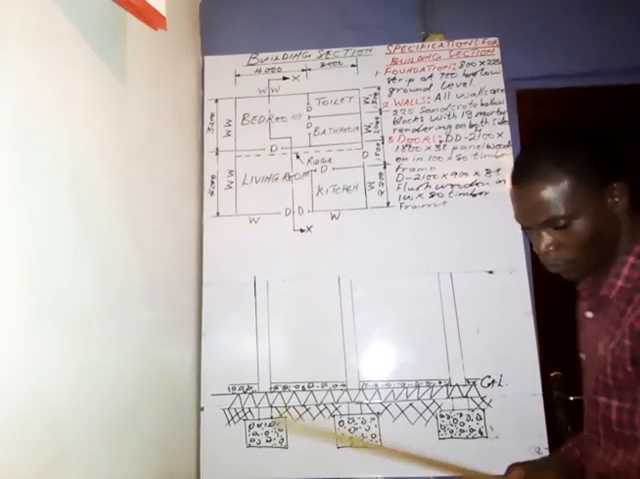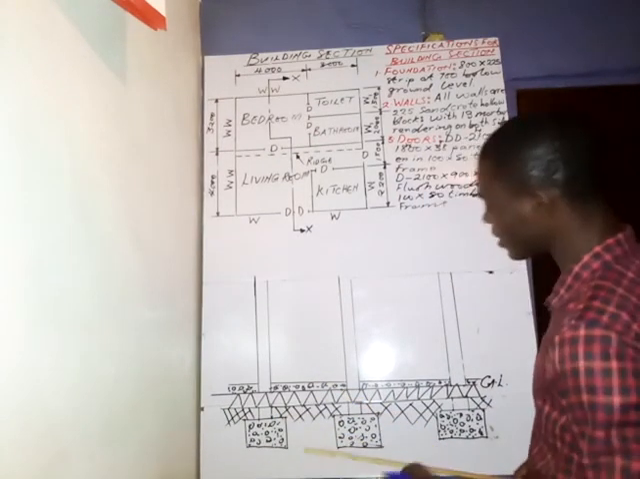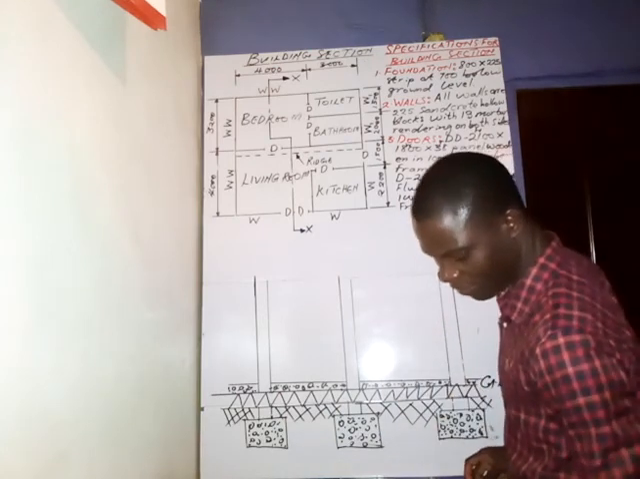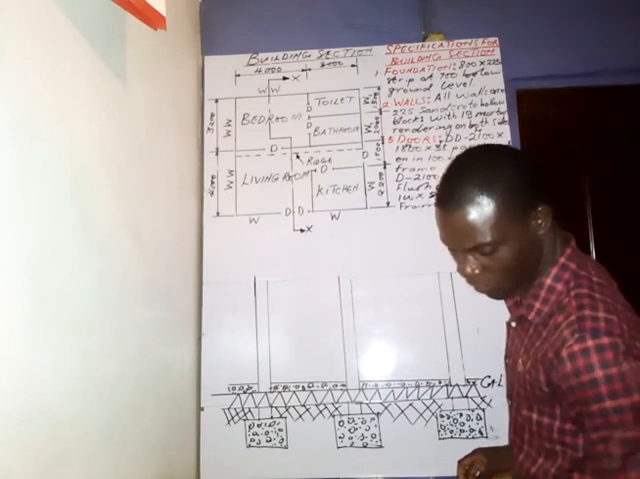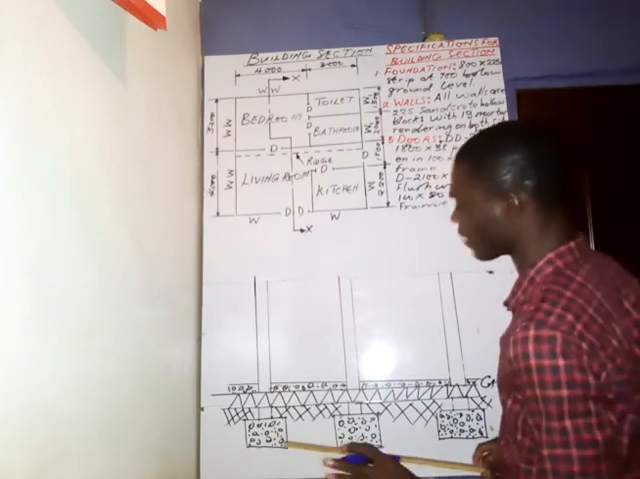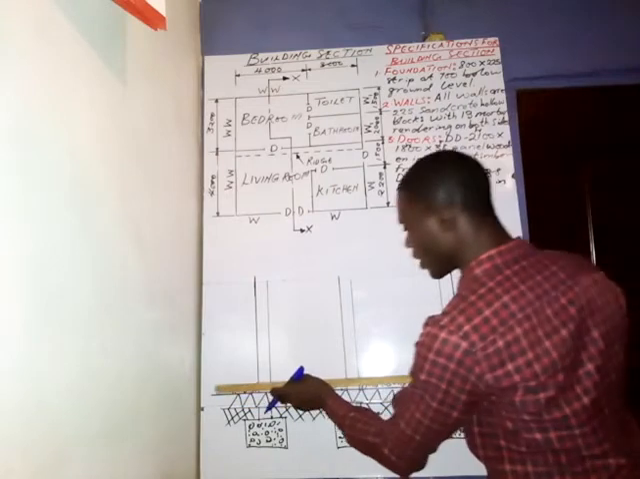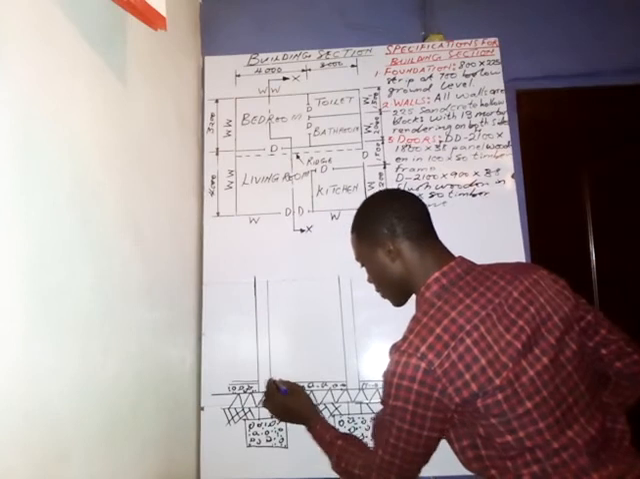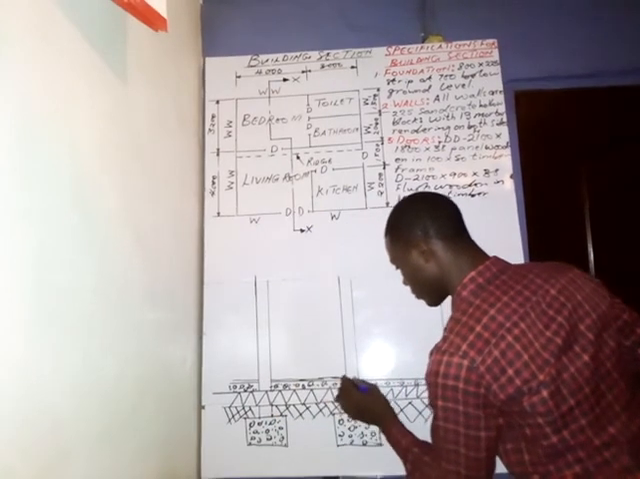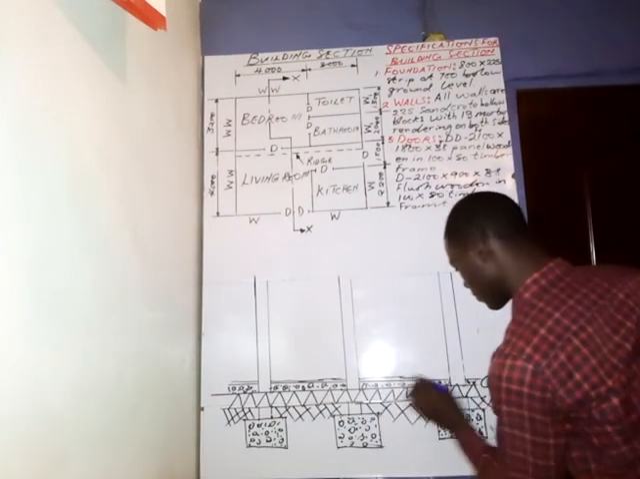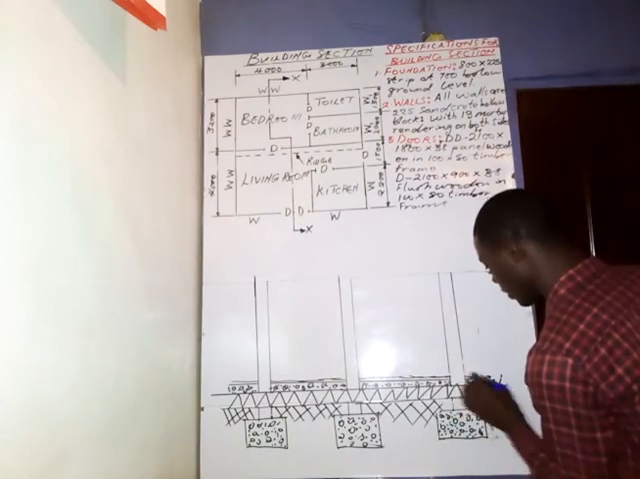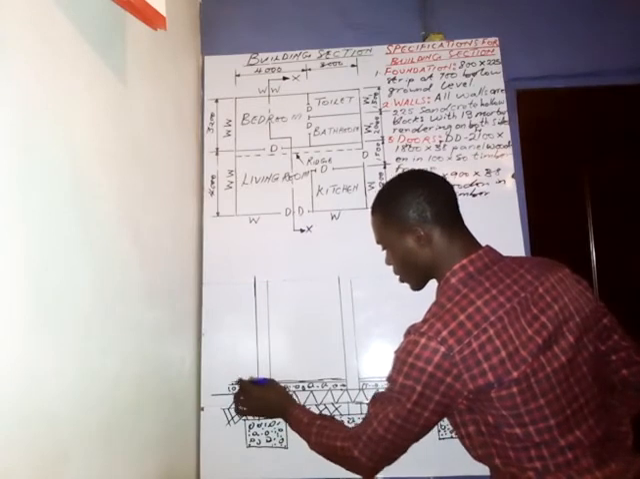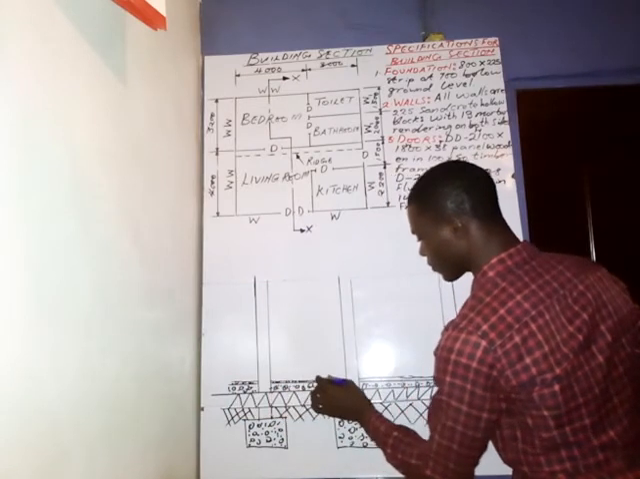So next we have the mortar screed. After I divided its dimension by 50, it's 25. So 25 by 50 gives us 0.5. Just approximate it to 1 millimeter and draw a horizontal line. I will draw this like this for the mortar screed. The mortar screed is on the concrete slab. So this is how you draw it, like this.